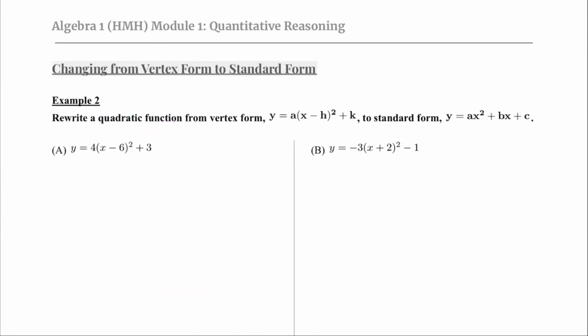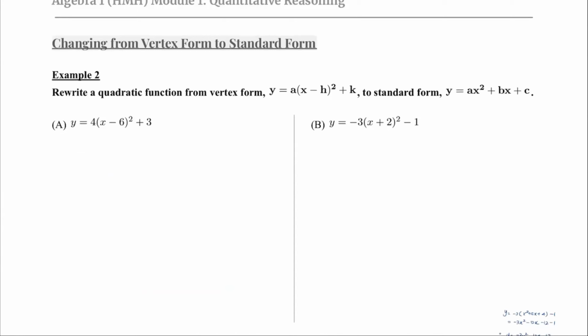So how do you rewrite from here to here? And the key to doing that is to expand, and this thing is called what again? Expand the perfect square trinomial.